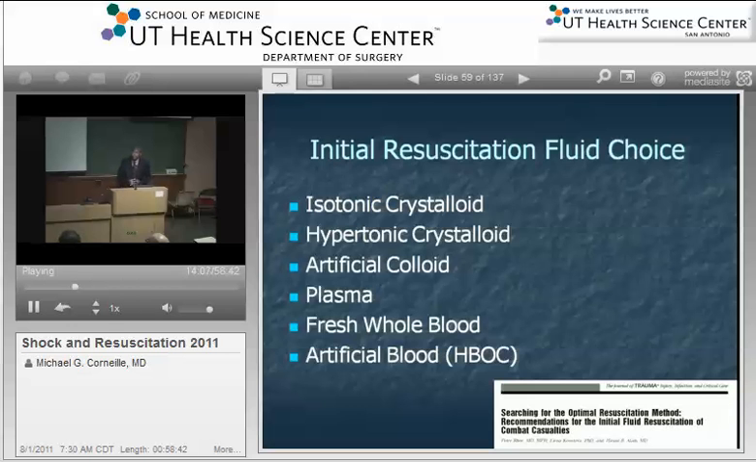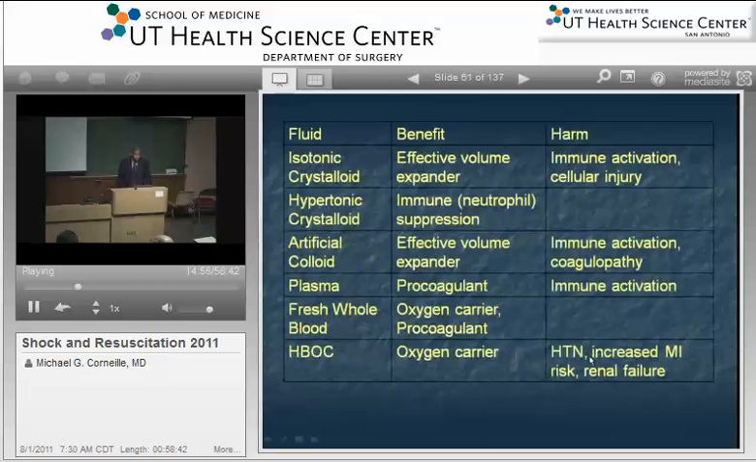In the search for the optimal fluid resuscitation method, the choices are summarized as isotonic crystalloid, hypertonic colloid, hypertonic crystalloid, artificial colloids, including starches. Several of the trials that have been done have included combinations of both hypertonic crystalloid and artificial colloid being a starch. Plasma, fresh whole blood, artificial blood. These hemoglobin-based oxygen carriers really look like they would be promising, but really have not come to fruition. And so each of these has potential benefits and potential harms.